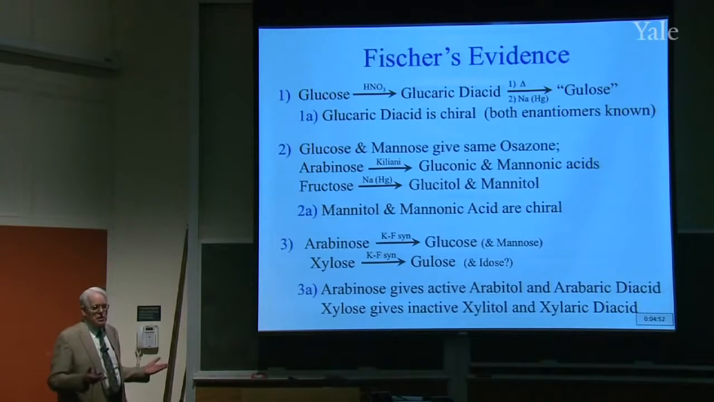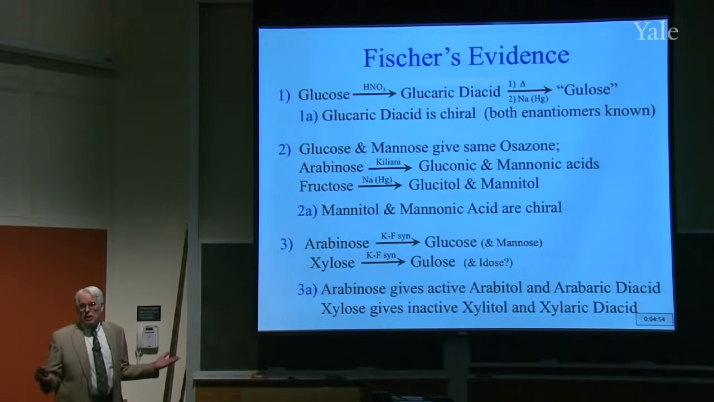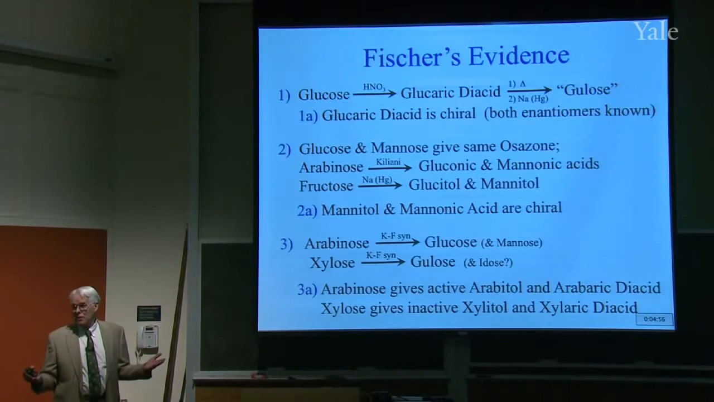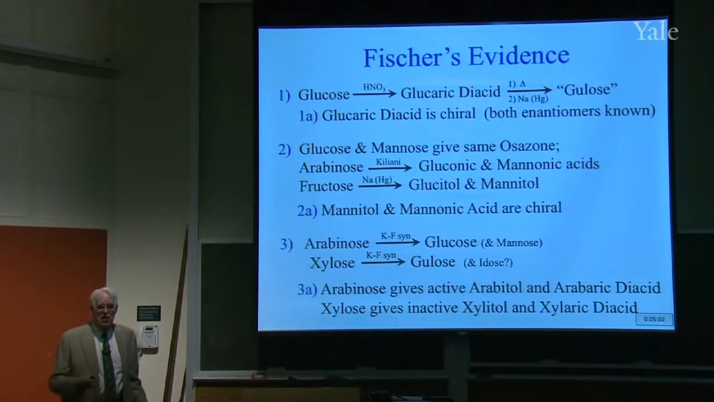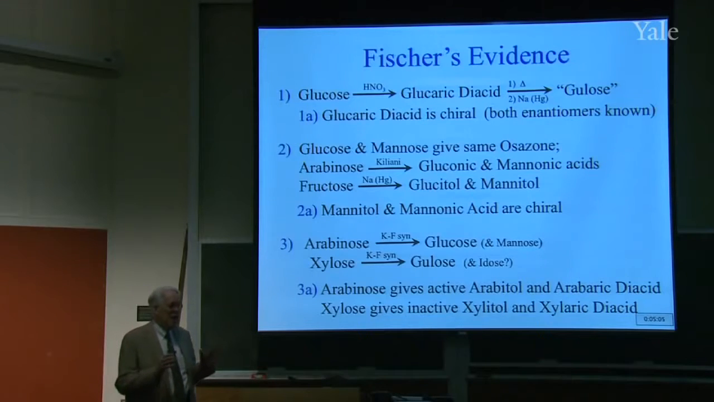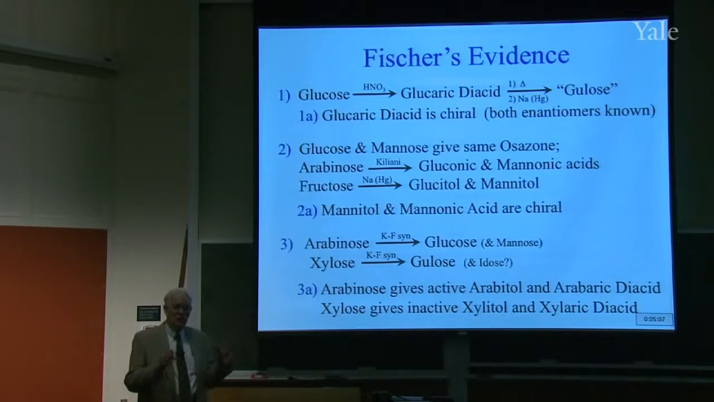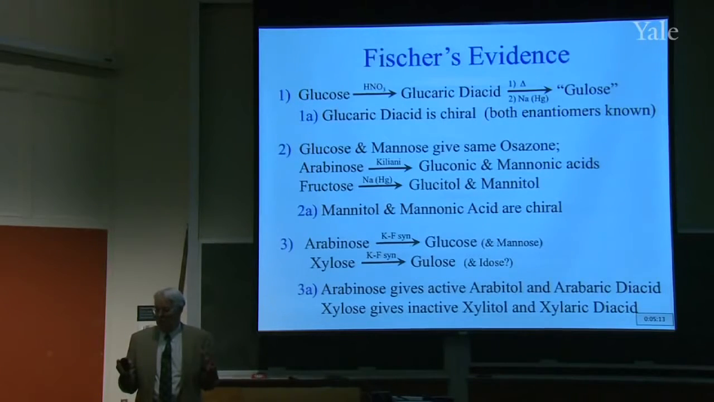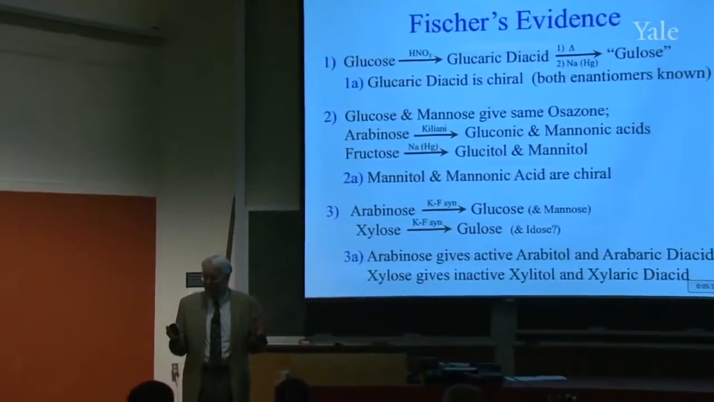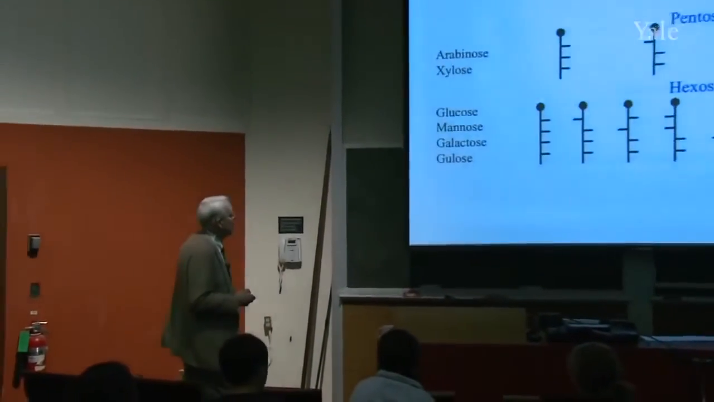So that's the evidence. And therefore, he knows what glucose is and what all the others are. That's pretty much of an accomplishment, right? Just to conceive that on the basis of this evidence, you could figure it out is amazing. This is only 15 years after Van't Hoff proposed the tetrahedral carbon, and a lot of people still didn't believe in it. Okay?